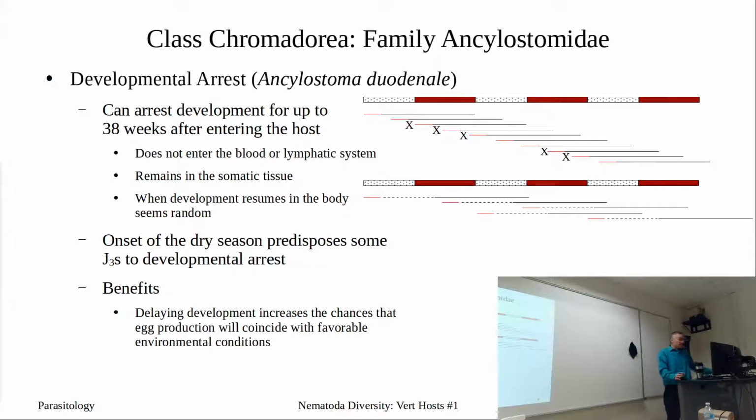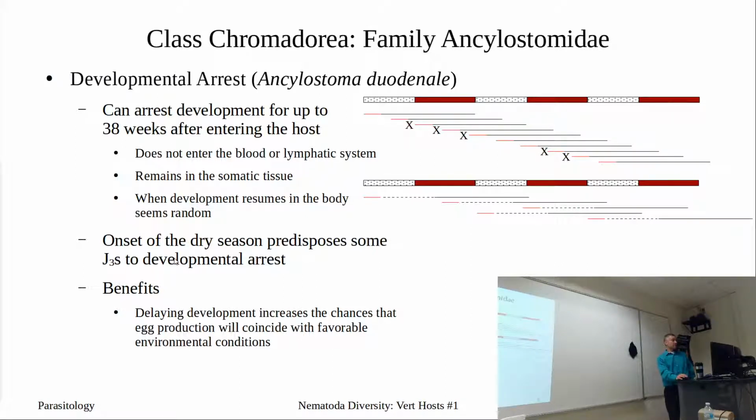So yeah, with our nematodes, this developmental arrest is all about increasing the chances that our egg production of that worm will coincide with favorable conditions. But it's not just the individual. We have to think about the family of those worms, the genotypes of those worms, so that our population remains stable.